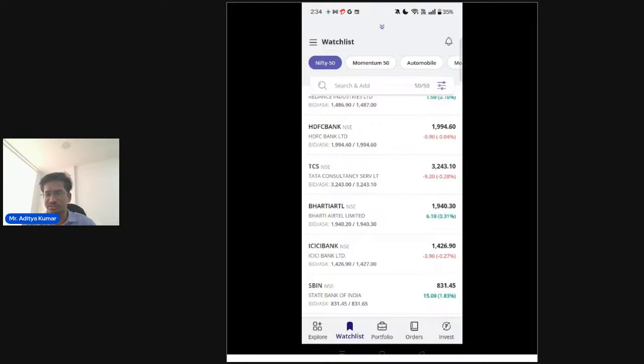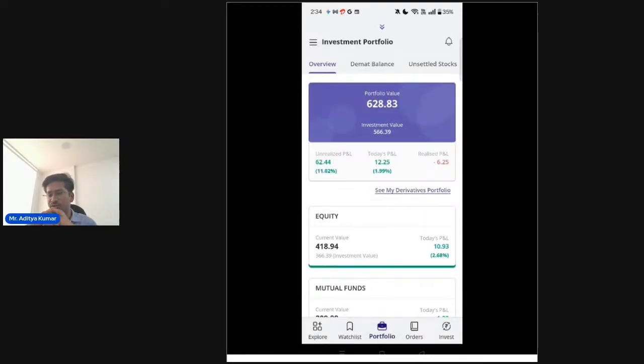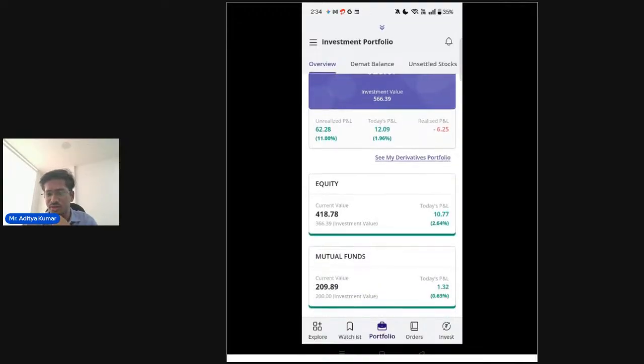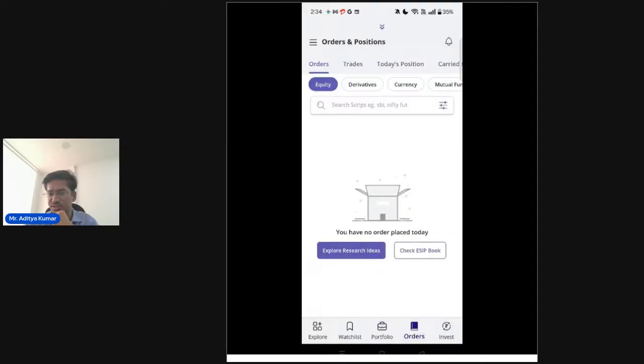This watchlist section helps you create and customize your own personal watchlist to track stocks and indices. Here you can add anything you are interested in monitoring. Then, the portfolio page shows your investment performance, including stocks and mutual funds. It's a snapshot of how your money is doing. After that, there is the orders section. This is a history of your placed, executed, and cancelled orders. This helps you track all the transactions that you did previously and will be doing. Here you can see all the orders. I have not placed anything, that's why it's showing blank.